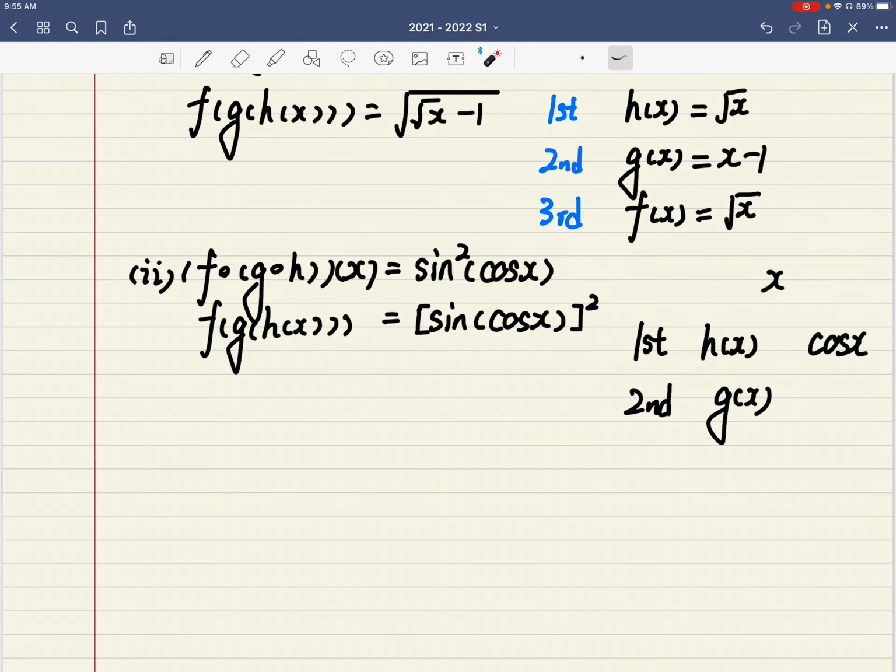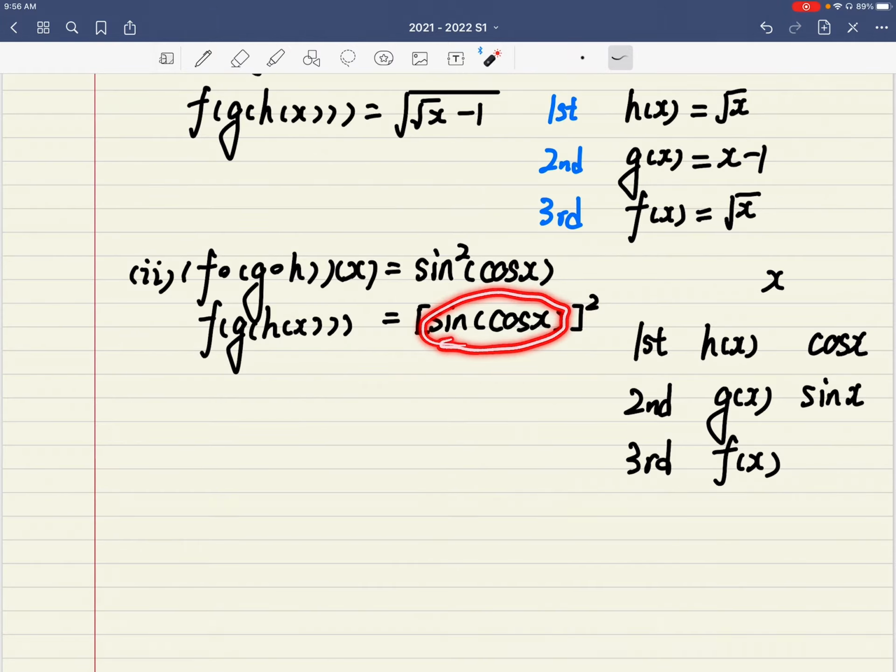The second step on the right-hand side, after you've gotten cosine x, is you take the sine of that cosine x. Then the last step on the left-hand side is just f(x), and the last step on the right-hand side is you take that entire value and square it. That's how you get the three individual functions.